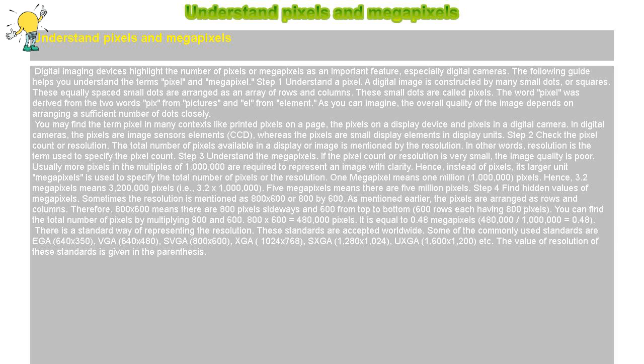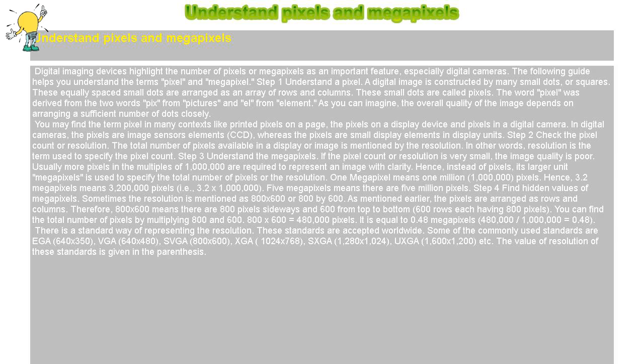1 megapixel means 1 million pixels. Hence, 3.2 megapixels means 3,200,000 pixels, i.e., 3.2 × 1,000,000. 5 megapixels means there are 5 million pixels.